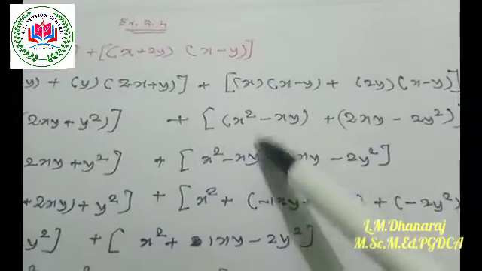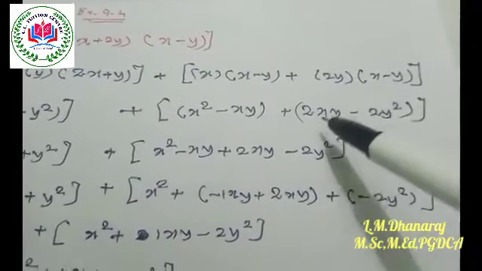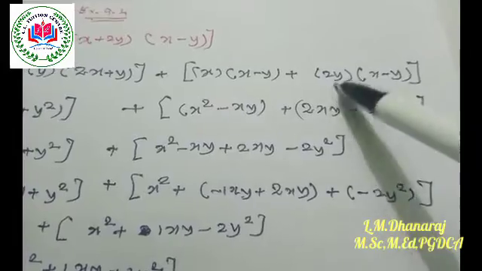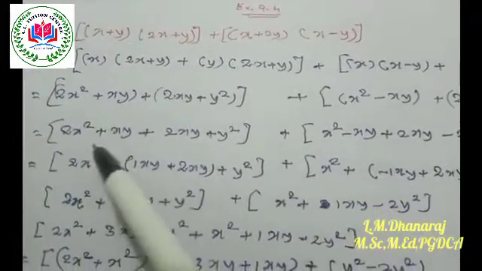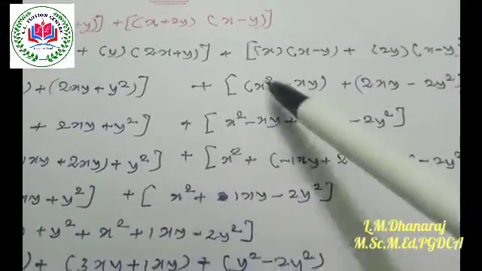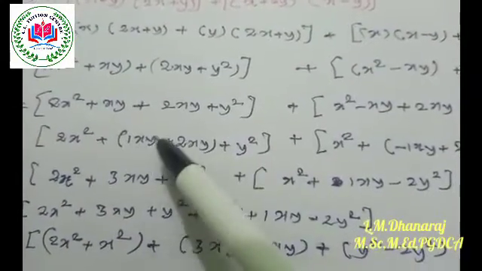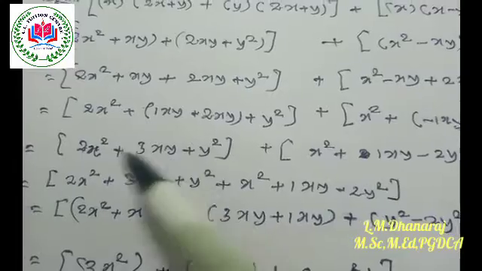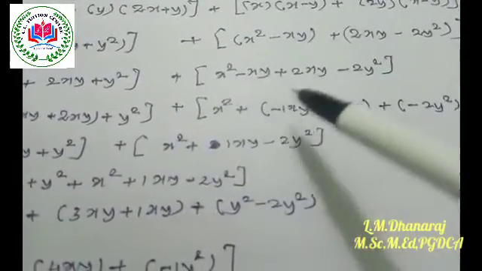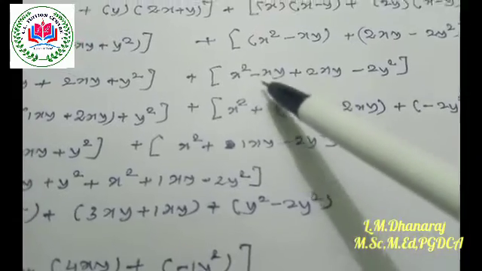Similarly, x into x is x square, x into minus y is minus xy. Here 2y into x is 2xy and 2y into minus y is minus 2y square. Now 2x square plus xy plus 2xy plus y square, and here plus x square minus xy plus 2xy minus 2y square. Now there are two xy terms, so we have to add, that is 3xy. So 2x square plus 3xy plus y square.